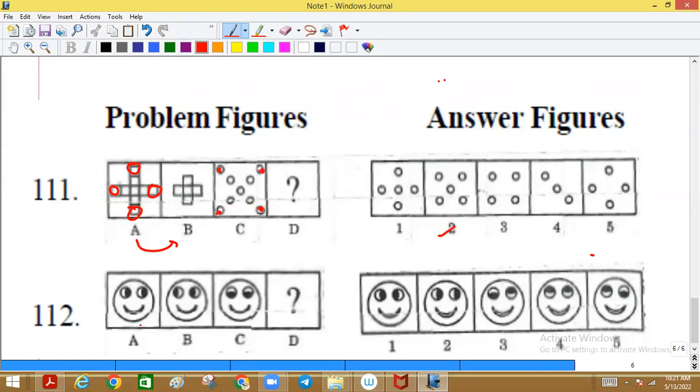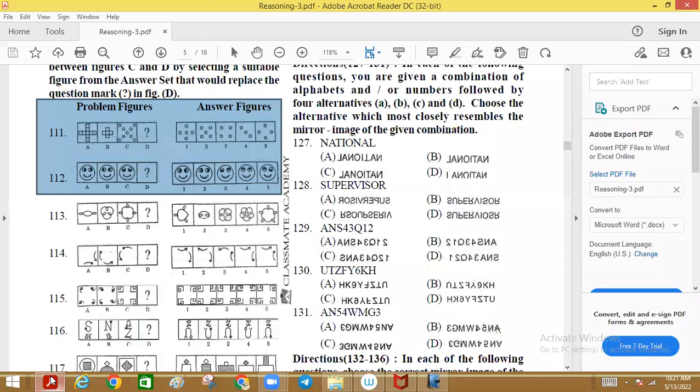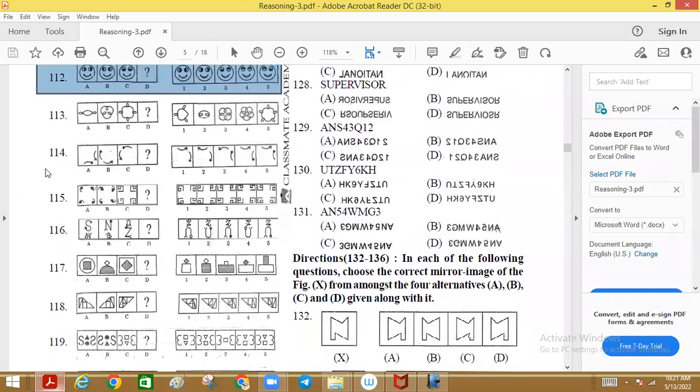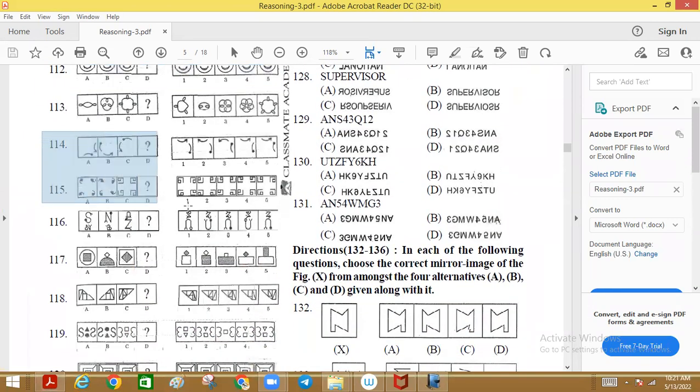Next, 1, 1, 2. What is the relation between A and B? Both are looking towards each other, like opposite. One is moving to the right, the other one is seeing to the left. In the same way, C is seeing to the bottom, D obviously sees to the up. So what's the answer? 4 is the answer. Okay. Till now it looks easy. From now onwards, it looks difficult. Let's solve this one.